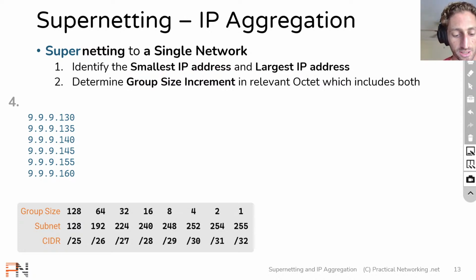In this case, it looks like these are sequential, so our smallest IP address is going to be .130, actually let's do the arrow, .130. Our largest IP address is going to be .160. If we subtract those from each other, we get a jump of 30. Instantly, that tells me all of these are going to be too small. Let's see if we can find a group size increment of /27 that includes all of these.